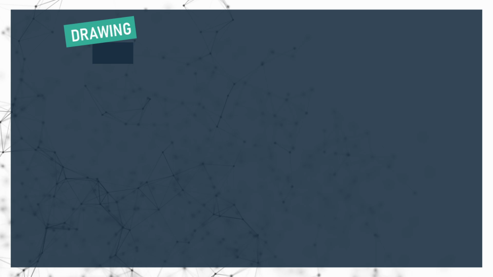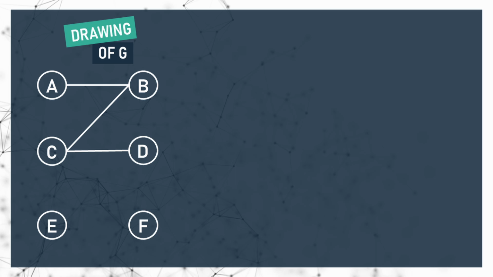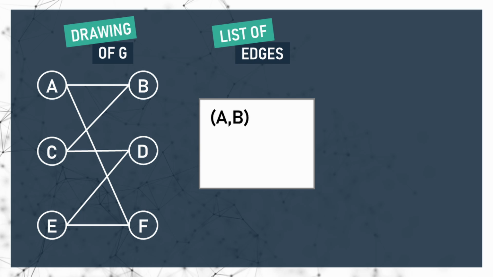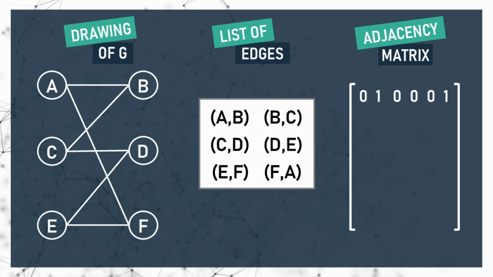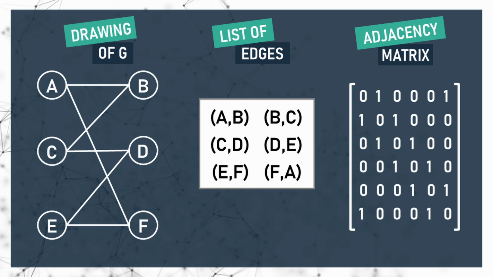One way to present a graph is by drawing it. Another way is to list its nodes and arcs. Another widely used representation is the adjacency matrix.